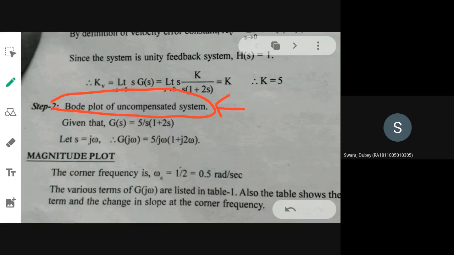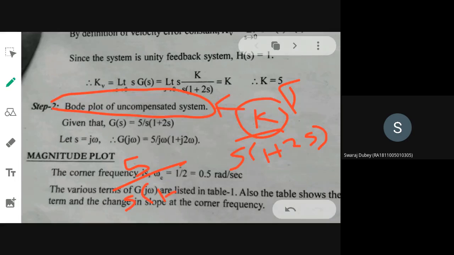So now using that K value, you know that K divided by s into 1 plus 2s is the given system. In this, K will be substituted as 5. Now you have 5 divided by s into 1 plus 2s, for which you will obtain the Bode plot. You know how to draw the Bode plot. What is the first step for drawing the Bode plot? Substitute s equal to j omega.